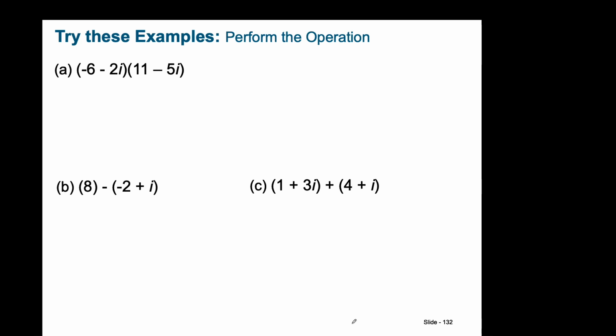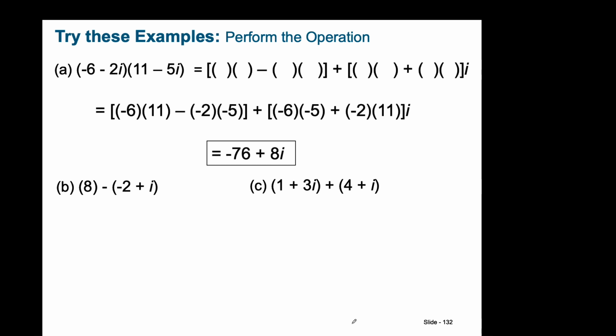Welcome back, grade your own. If you got -76 plus 8i for the first one, you got it right. If you got 10 minus i for the second one, you got it right. And if you got 5 plus 4i for the third one, you got that one right as well. If you didn't get those right, then check my work, try to find your error, okay?